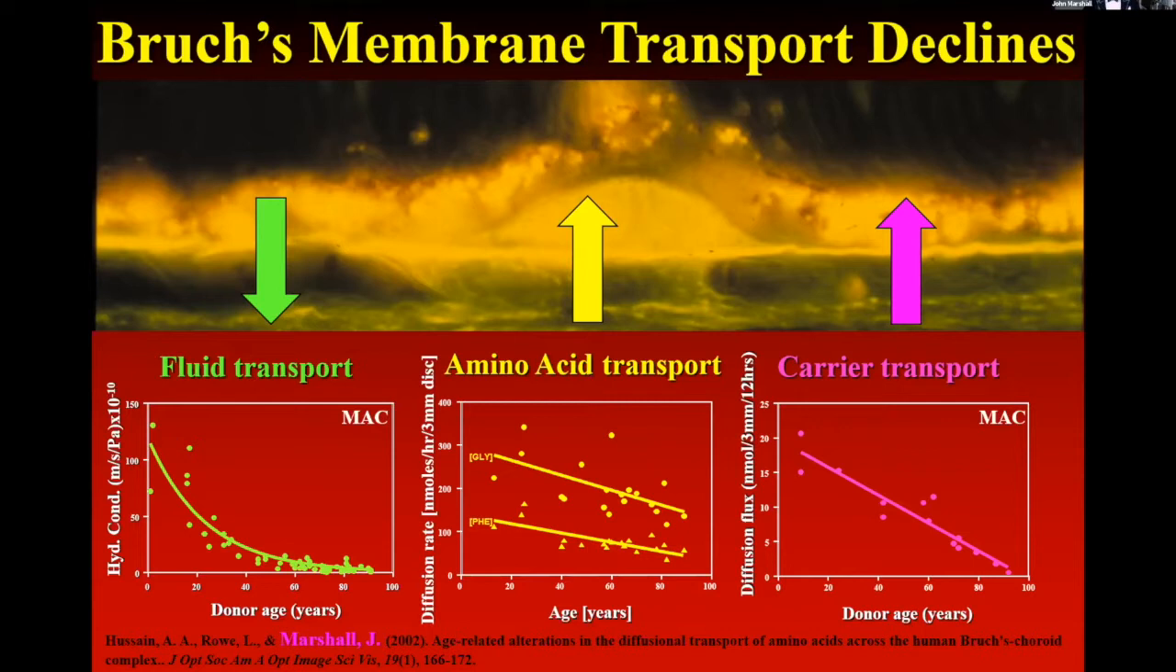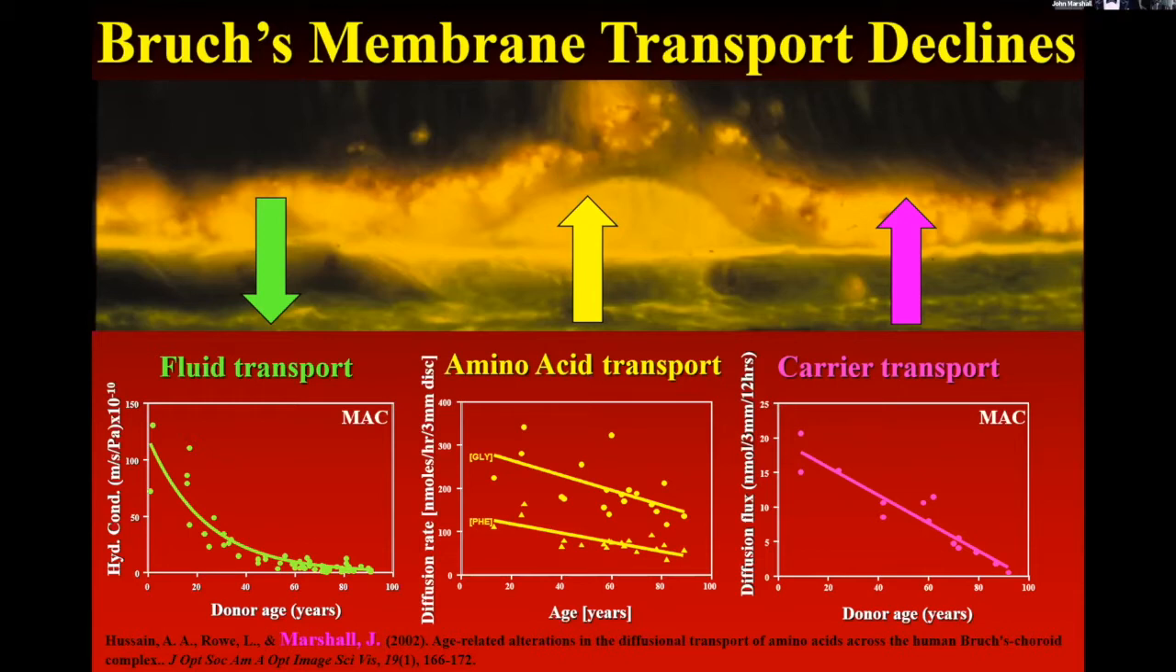So this process of clogging both the pigment epithelium and Bruch's membrane have serious consequences for visual function, in that all the transport properties through Bruch's membrane and the outer retina progressively decline with life. And we see an exponential decay of the ability of water to move out of the retina, but there is a linear decay of amino acid transport and carrier transport.